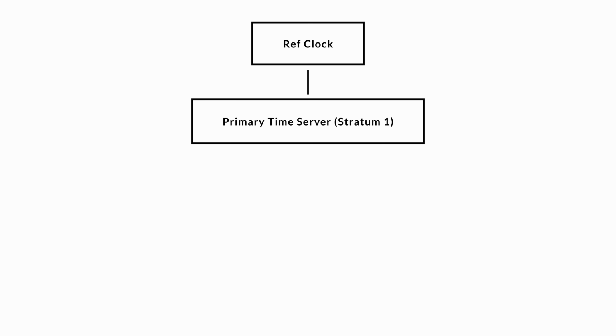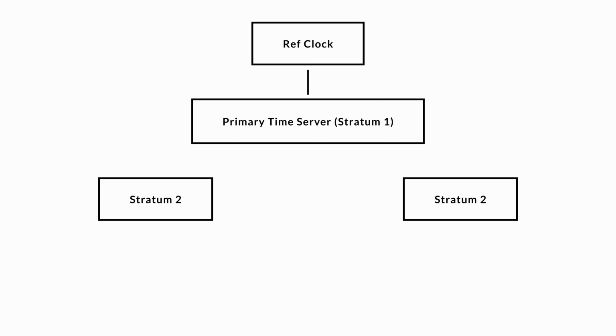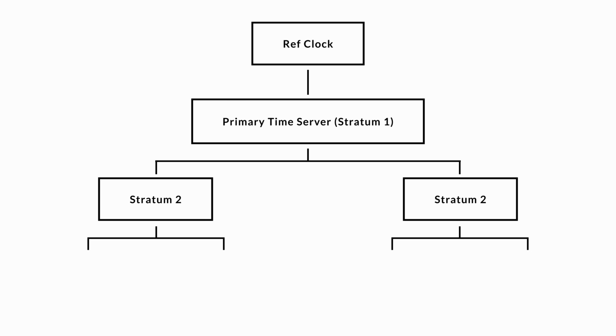Stratum 2 devices are NTP servers or clients that synchronise to Stratum 1 servers. They're one step removed from the primary time source. If a Stratum 2 device is providing time to other devices, those other devices become Stratum 3 and so on.